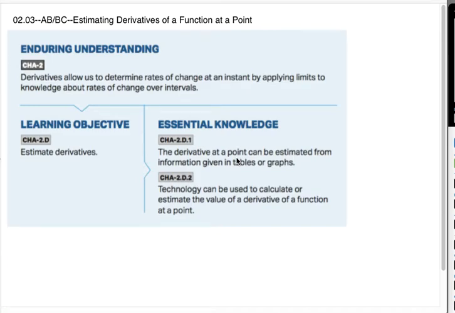Okay, this is AP, AB, and BC. We are doing Unit 2, Section 3, which is estimating derivatives of a function at a point. Okay, so let's dive right in.